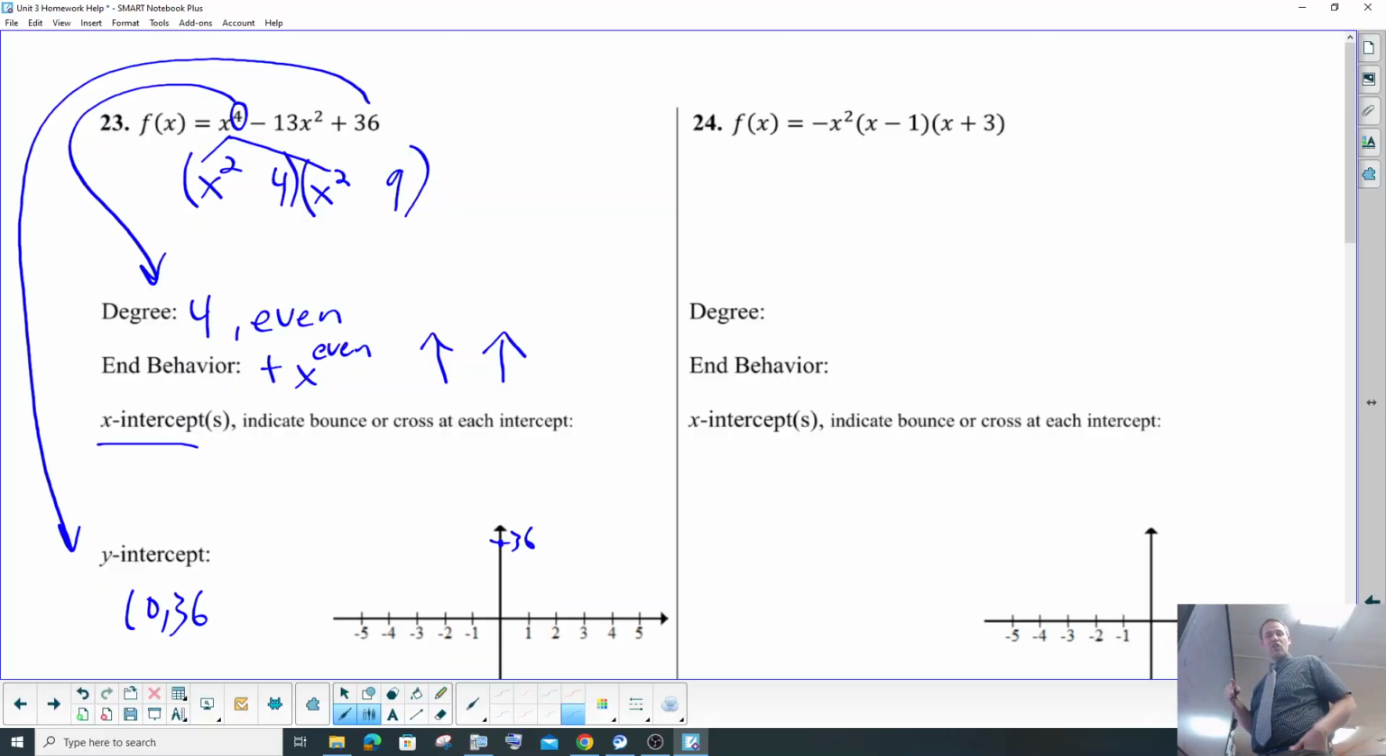Good. 9 times 4 is 36. And 9 plus 4 is 13. And they both have to be negative. What does that mean? So that is actually a difference of squares now. No, it's not a difference of squares. Yeah, it is a difference of squares.